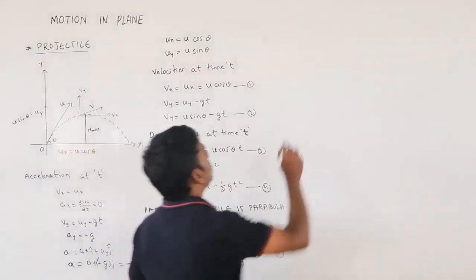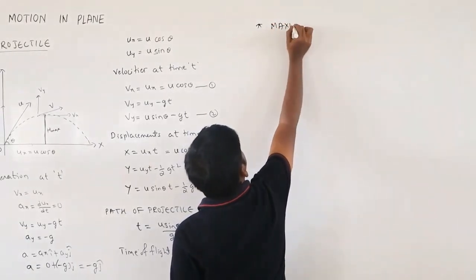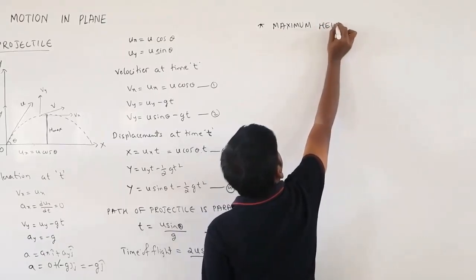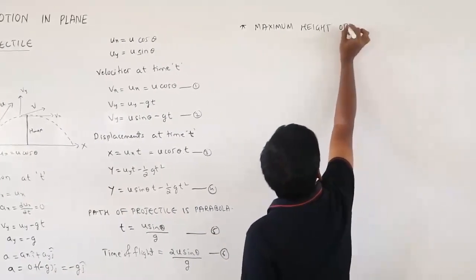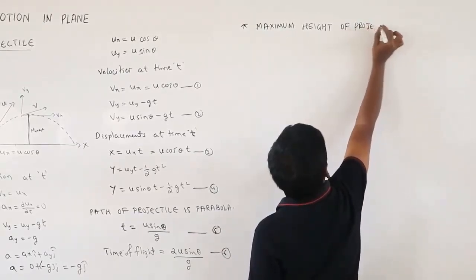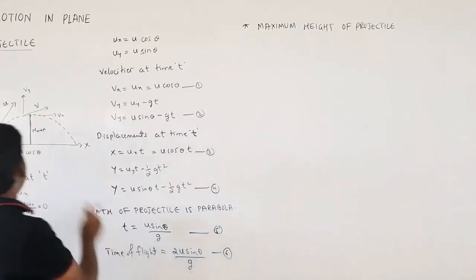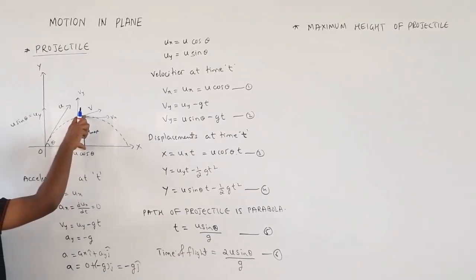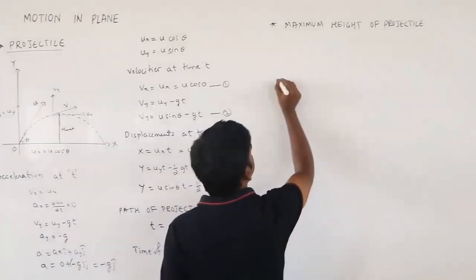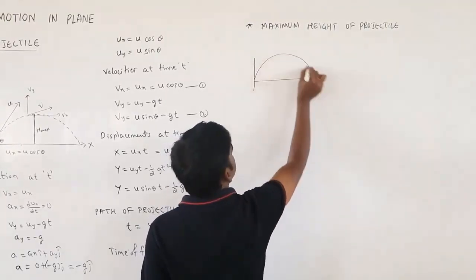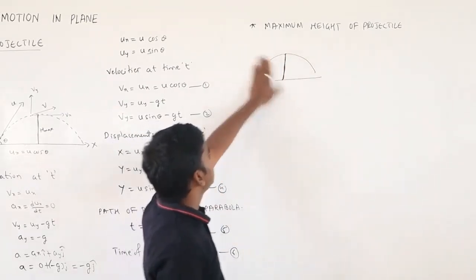Now the next one is the maximum height of the projectile. What is the maximum height of a projectile? It is nothing but how much vertical height, the maximum vertical distance traveled by the projectile. If you look over here, this is the maximum height. So how can we define this maximum height?